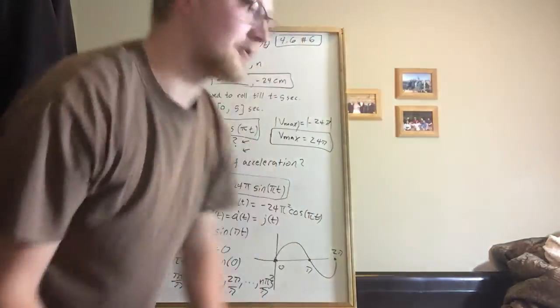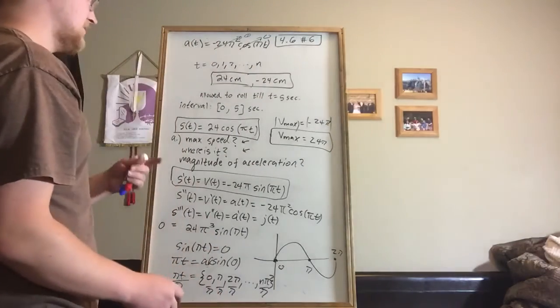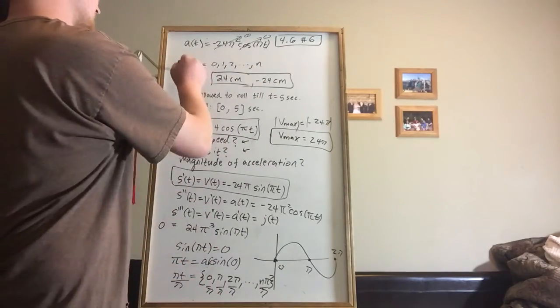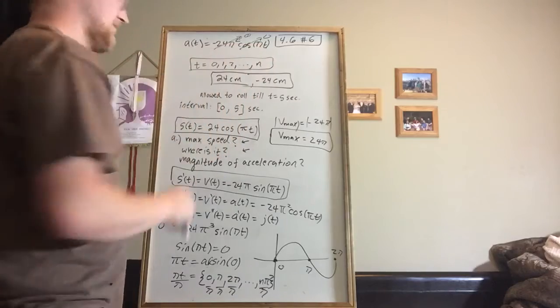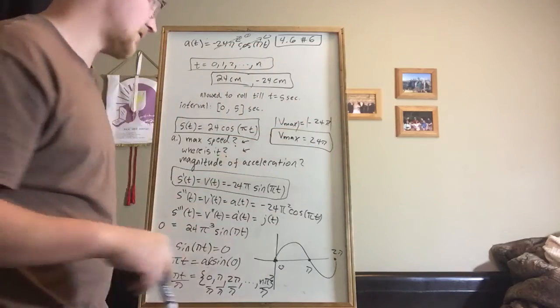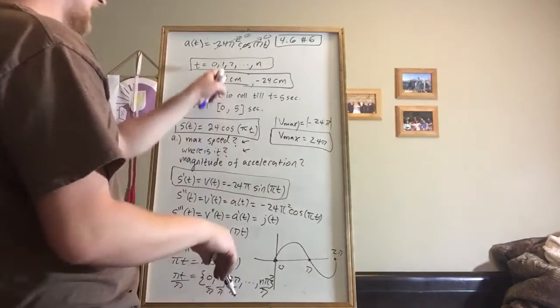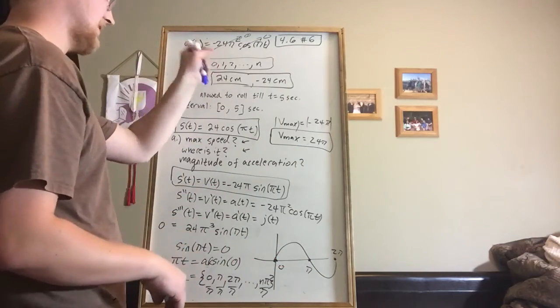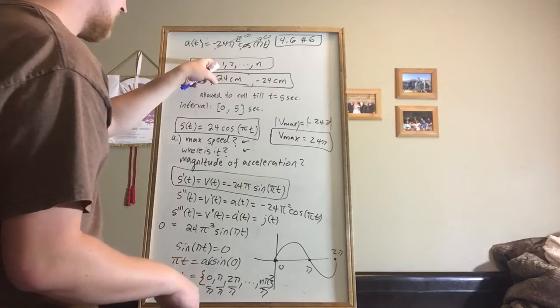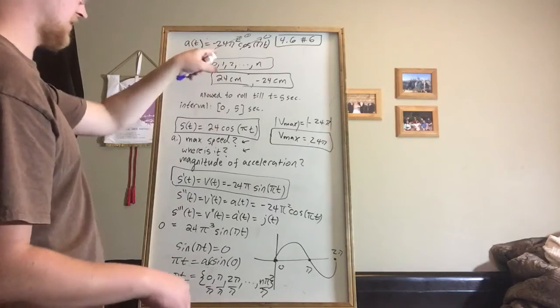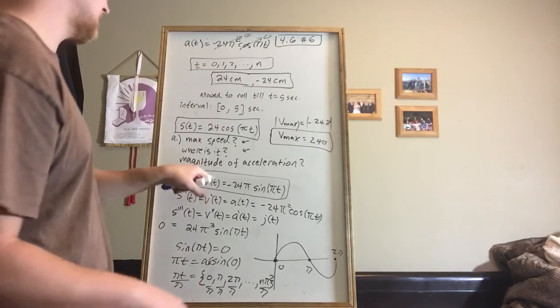Now, what is the speed of the cart when the magnitude of the acceleration is at its greatest? Well, the magnitude of the acceleration is greatest at time equals 0, 1, 2, 3, 4, 5. And now it's asking about speed. What is the speed of the cart at these times when the magnitude of the acceleration is highest? So now instead of plugging these into position, we're going to plug them into speed, which is velocity.